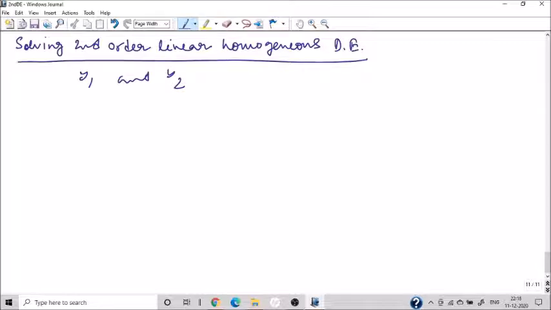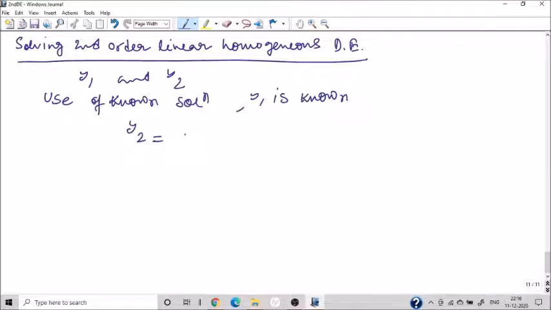Suppose that is the technique, use of known solution. So if y1 is known, then y2 can be calculated from this formula: y2 equals y1 times the integration of e to the power minus integration of p dx, divided by y1 square, into dx.